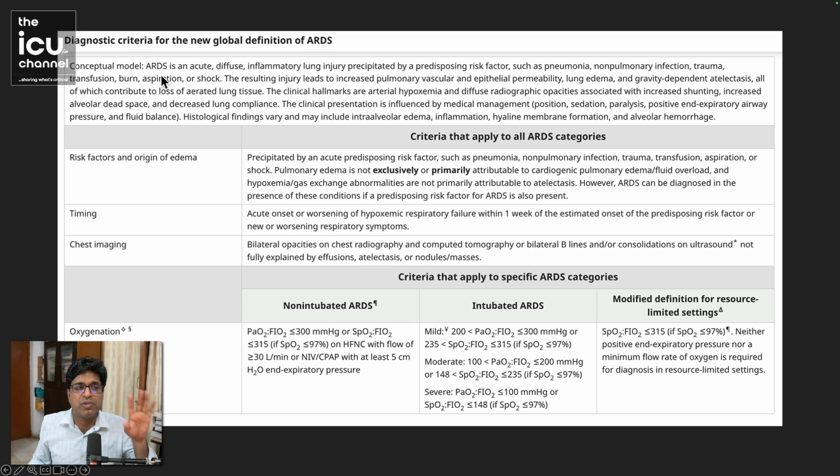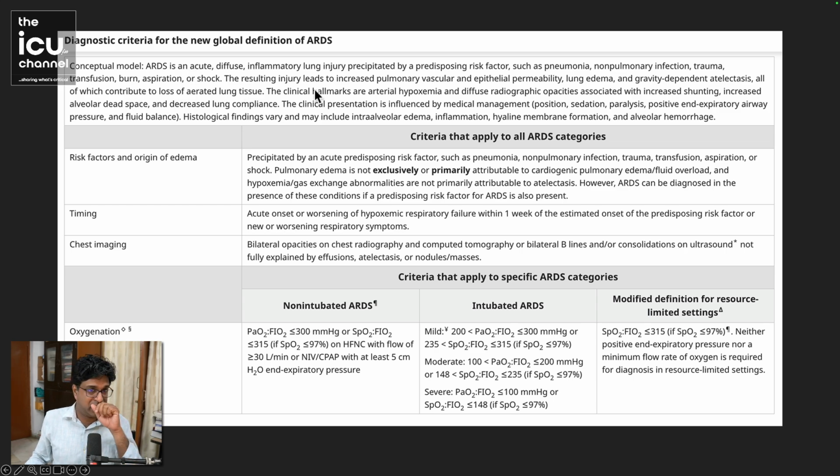So first is the conceptual model. I have explained it in the starting, but just for revision, let's see that. ARDS is an acute, diffuse, bilateral, inflammatory lung injury precipitated by a predisposing risk factor such as pneumonia, which means lung injury, or non-pulmonary infection, trauma, transfusion, burn, aspiration, shock, anything. The resulting injury leads to increased pulmonary vasculature and epithelial permeability. So pulmonary edema will develop, and there is gravity dependent atelectasis, all of which contribute to loss of aerated lung tissue.